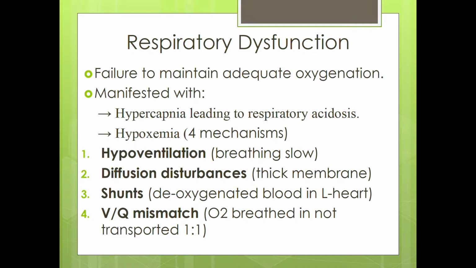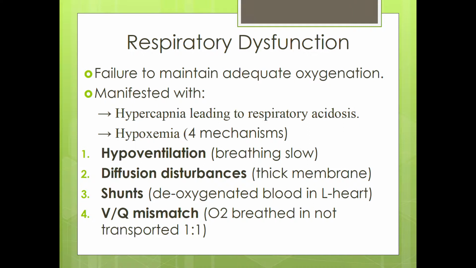Now, there's 4 primary ways that our body becomes hypoxic, okay? The first is hypoventilation. That's when we breathe too slow. The second is a diffusion disturbance. That's when there's thickness in the membrane between the alveoli and the pulmonary system, the pulmonary vasculature. And we're going to talk about this in more detail.